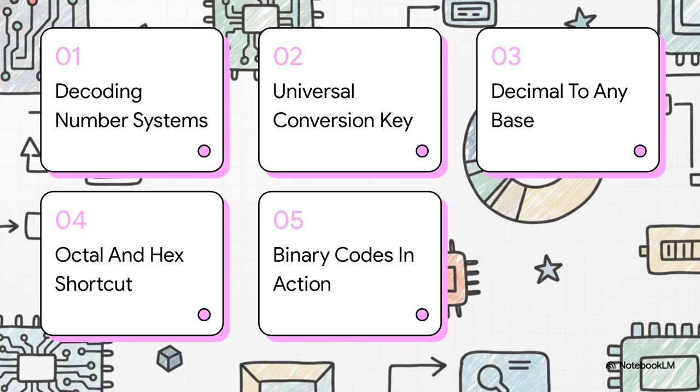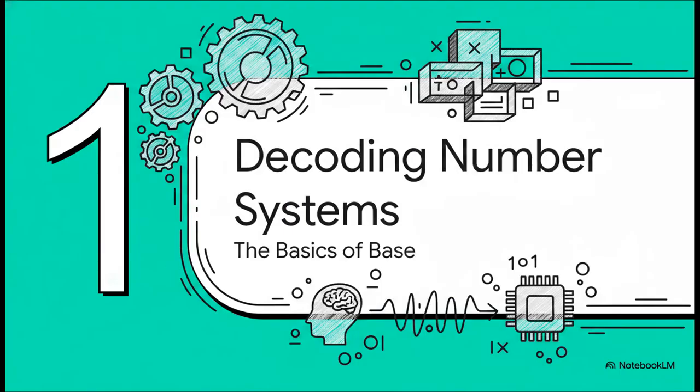Here is our game plan for today's explainer. First, decoding digital number systems. Second, the universal conversion key. Third, decimal to any base. Fourth, the octal and hex shortcut. And finally, binary codes in action. Let's jump into section 1, decoding digital number systems, the basics of base.